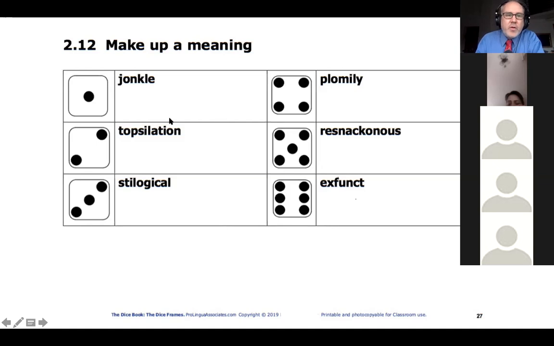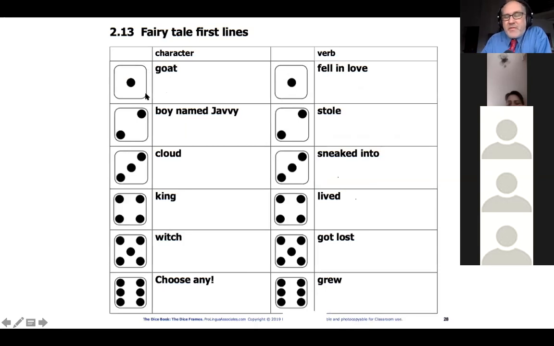All right, how about, now I'm going to turn it over to you. Would you like to define any of those words to create your own meaning? Topsolation, the process by which topsoil settles in stream beds. That's very good. Some of these activities will take some time. We're going through them very fast because I want you to get a flavor for the versatility of dice frames.